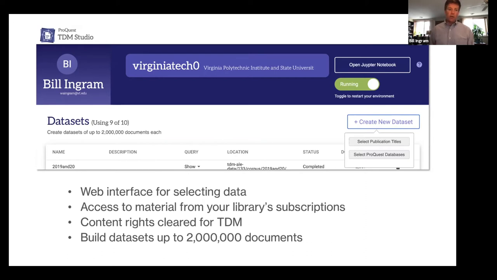What's interesting here is that the content rights have all been cleared for TDM. I think that's actually a big deal, that you can bring in, like I said, newspaper articles, the New York Times. It's not so much of an issue with ETDs, since most of them are openly licensed, but for the content that other folks might be interested in, it's all cleared for doing text and data mining. And you can build data sets up to 2 million documents, which we almost did.